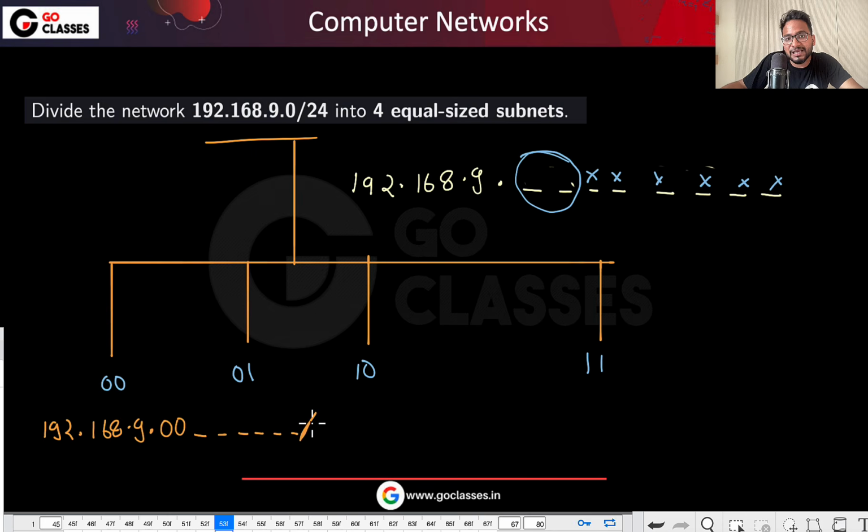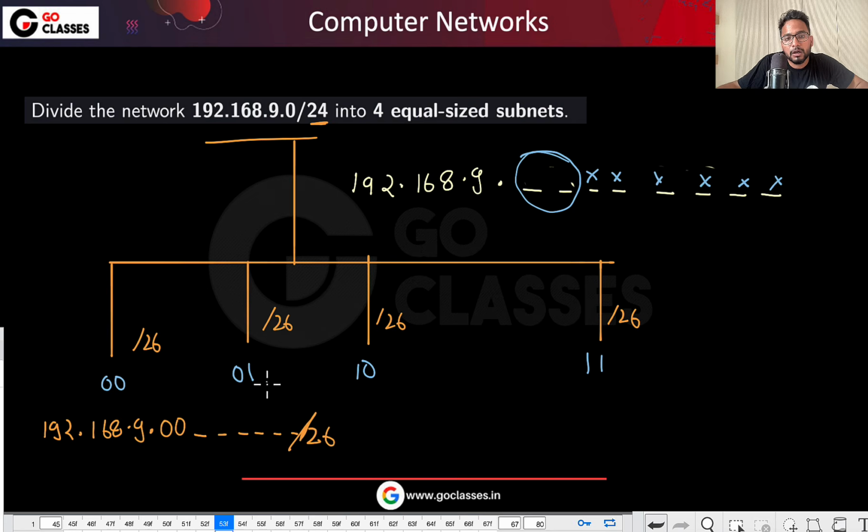So earlier it was slash 24, now 26 bits are fixed, so I will say slash 26. Each of these networks is slash 26, obviously, right? Each of these networks is slash 26.